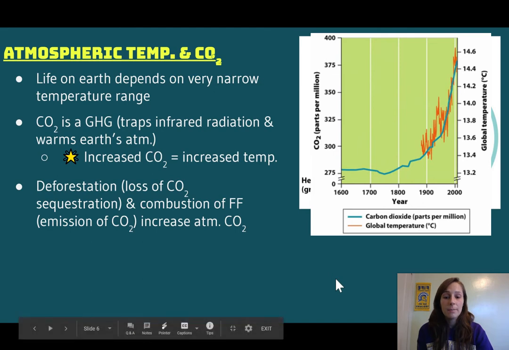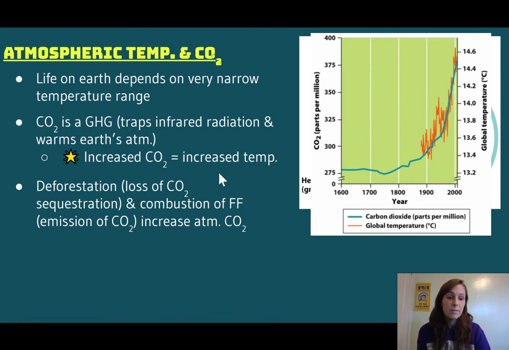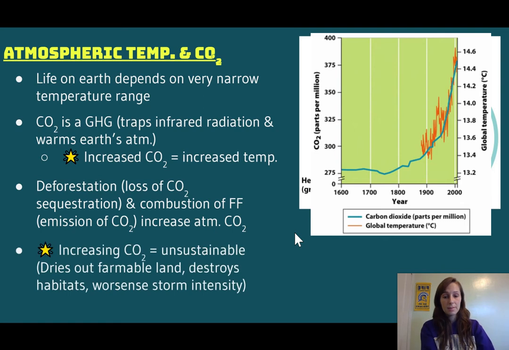Now, there's things that are going to increase this atmospheric carbon dioxide. The first is going to be deforestation, where we're taking out trees. This is going to take away the ability of carbon dioxide to be taken out of the atmosphere and into plants, because plants take in carbon dioxide when they do photosynthesis. Now, additionally, combustion of fossil fuels is going to emit carbon dioxide into the atmosphere. So both of these happening together is going to lead to increased amounts of carbon dioxide in the atmosphere.